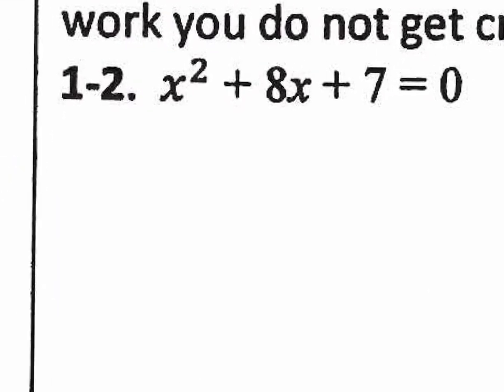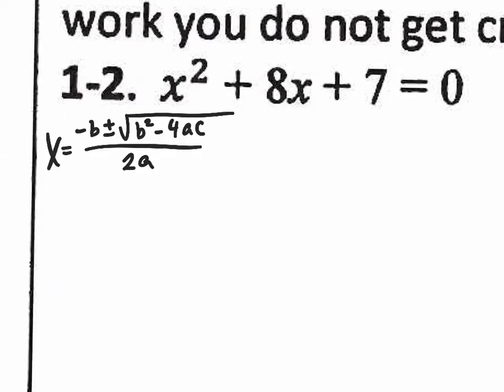So number 1, 2, what is the quadratic formula? There it is. X equals negative b plus or minus the square root of b squared minus 4ac divided by 2a. You have to have it memorized. There's no way around it. And then you got to know how to use it. How do you use it? You replace the letters with parentheses.